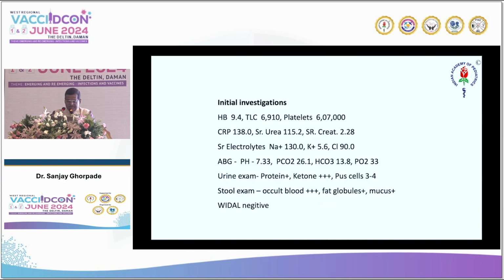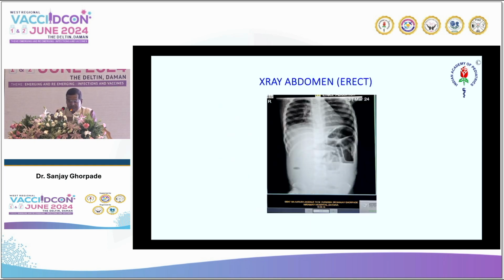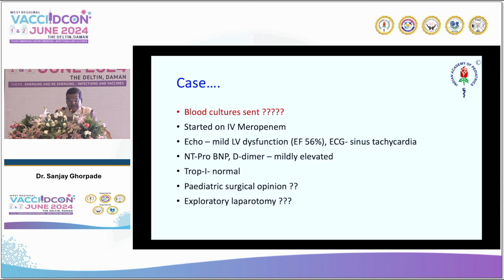Patient was conscious. This is the first set of investigations with Hb 9.4, total count 6,900, platelet normal. CRP, again, Jayanta, 138. Actually, they are very much fond of doing CRP here. Already we have discussed that CRP part. Electrolytes, hyponatremia is there. ABG is a little bit of metabolic acidosis. Urine ketone plus, stool occult blood is there. So this is the X-ray. And the question to Dr. Jayanta is, the child has already started meropenem, because of whatever you are maybe suspecting.